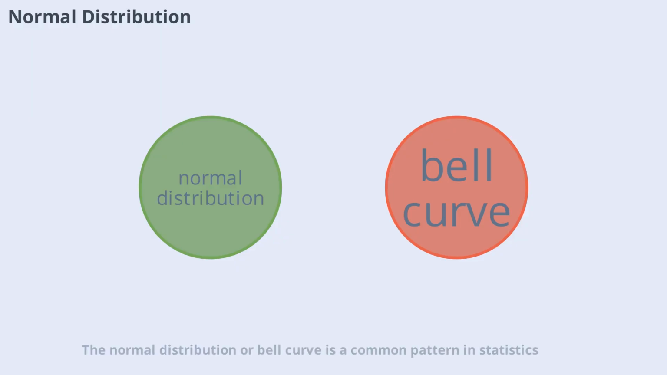The normal distribution, or bell curve, is a common pattern in statistics. Many natural phenomena like heights or test scores follow this distribution. Understanding the properties of the normal distribution helps you interpret data and apply statistical tests appropriately.